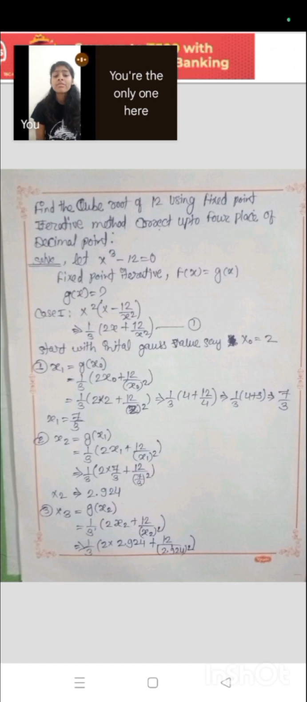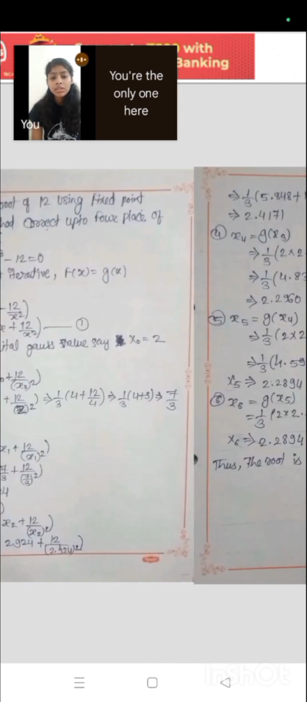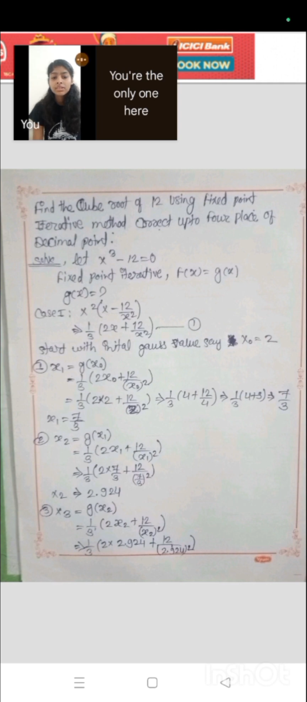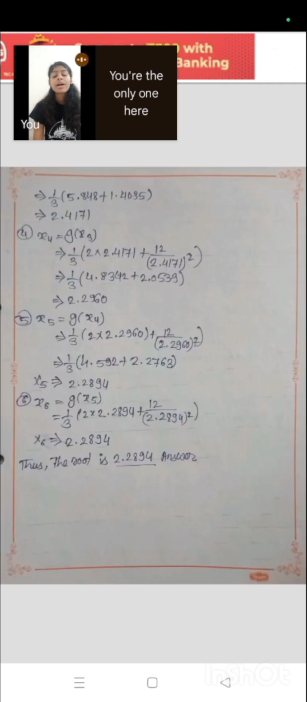Okay, we check the x2 and x3 values. When any two iteration values are the same, we stop the iteration and we have found the root of the equation. Here x2 and x3 values are not equal, so we iterate again: x4 is equal to g of x3. We put the x3 value in the g formula and solve the equation.